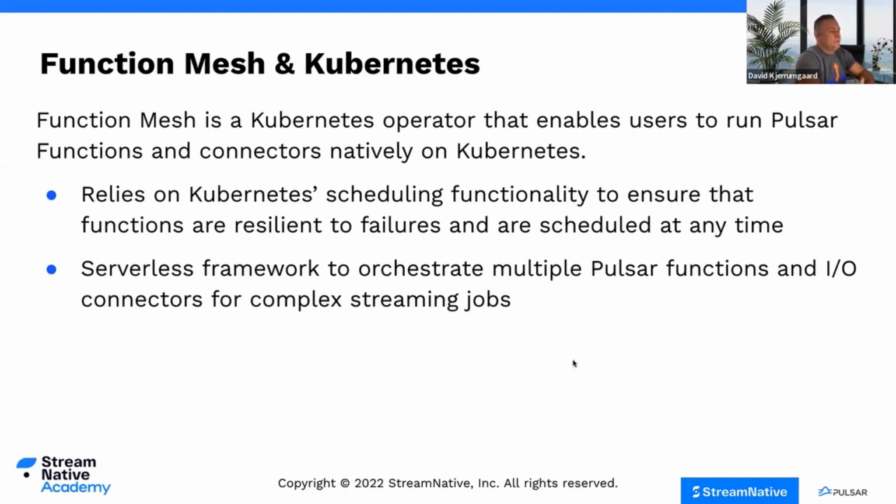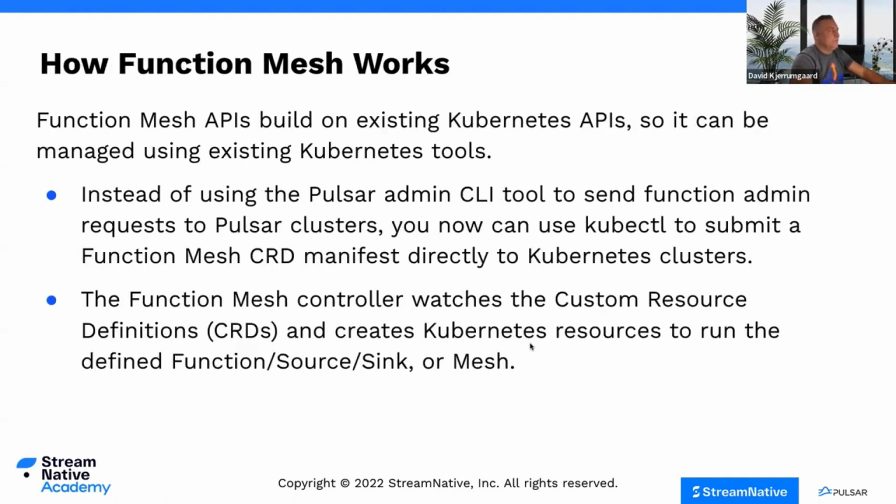The serverless framework also coordinates these different functions and IO connectors together to package and deploy more complex streaming jobs as a single logical unit. So how it works, again, it leverages the Kubernetes APIs, so it can be managed using existing Kubernetes tools. We didn't have to write a separate API for that. So instead of using the Pulsar admin CLI tool to do the function admin things like create a function, update a function, delete a function, you can now use kubectl to submit a Function Mesh CRD manifest, which is just the custom resource definition.